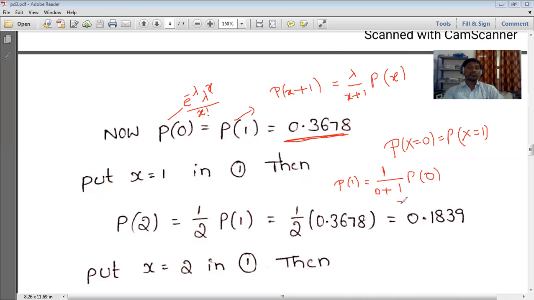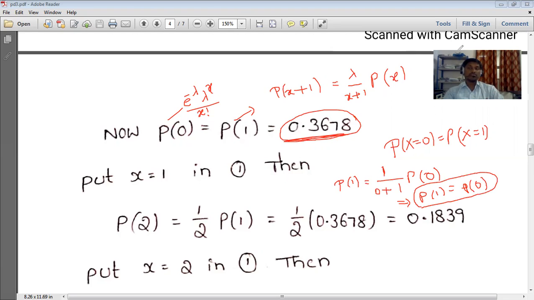So simply, what we got here, see that p of 1 is equal to 1 by 0 plus 1, which is nothing but 1. 1 by 1 is 1. So it is equal to p of 0. Okay, so we got here p of 0 is equal to p of 1. Either you can use this or you can use this. We got p of 0 is equal to p of 1 is equal to 0.3678.